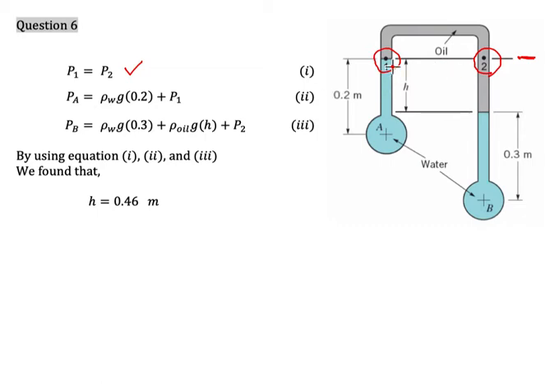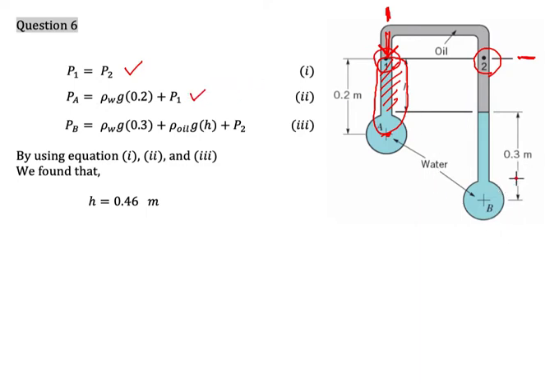So on the left side, point A is the lowest point. So we could say that PA is equal to rho g h until this level, and then it is plus the pressure that acts at point number 1. So we could write like this.